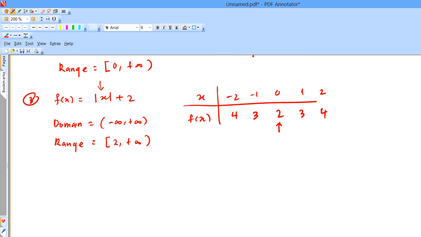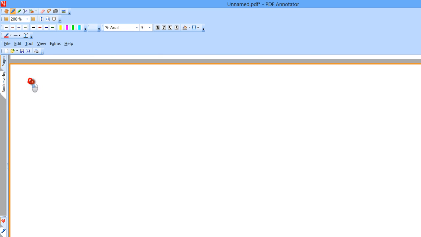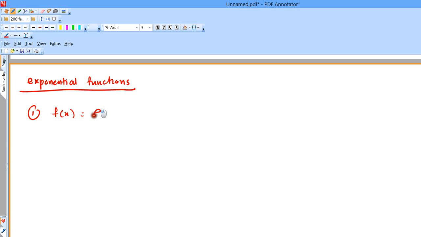Okay, next is the exponential function. Number 1, if we have f(x) equal to e to the power of x. Same here, we can put any value of x, so the domain equals negative infinity to positive infinity.